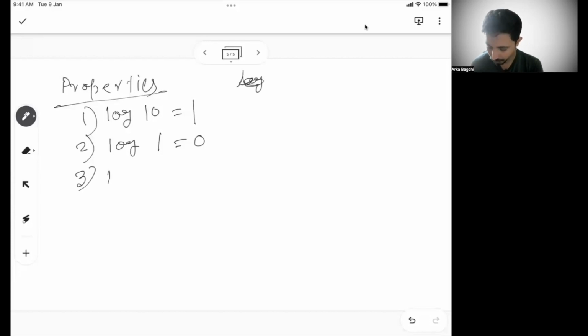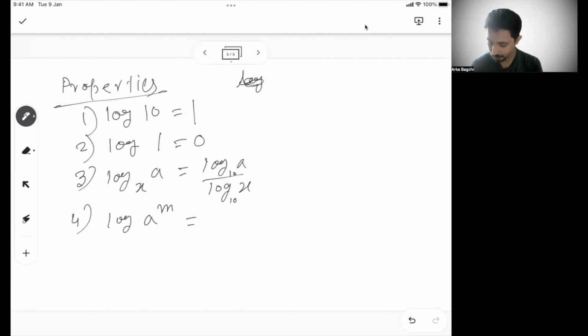Then, if there is a log of a base x, you can write this as log a by log x, and both can be of the same base. If nothing is said, you can consider both as base 10, right? Then if there is log of a to the power m, you can say this is equal to m log a.